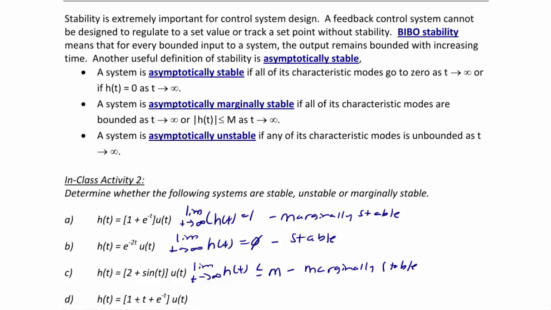What about h(t) equals (1 + t + e^(-t)) u(t)? Because of that t term, the limit as t goes to infinity of h(t) goes to infinity, so we would say it is unstable.